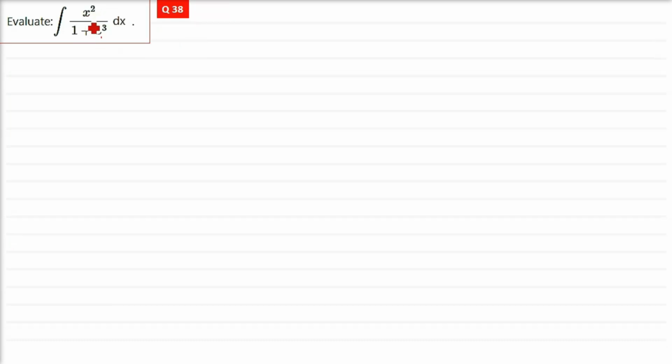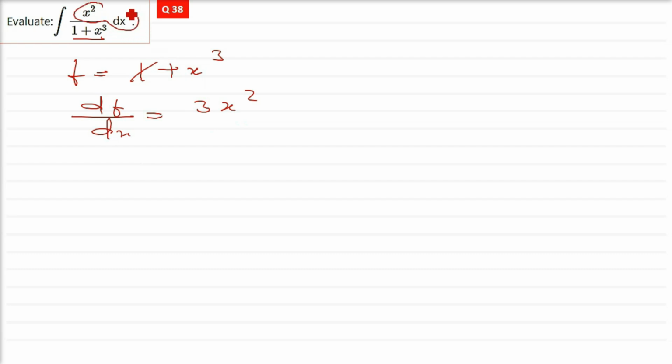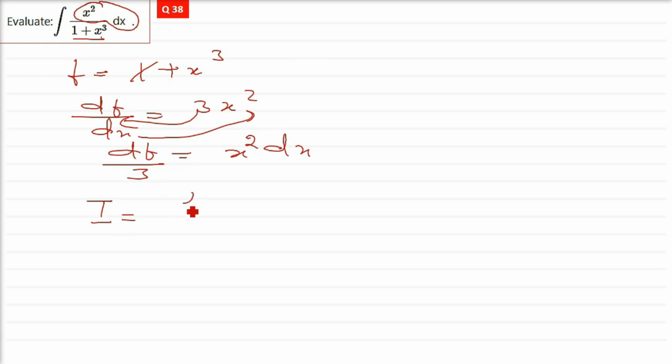Now x cube can give you directly x square. So this is very simple. You can take just 1 plus x cube as t. When you differentiate this, dt by dx will be equal to 3x square. That means if you want to replace x square dx with something, it will be simply dt by 3. 3 you can bring in the denominator. So we have I equals dt by 3 in place of x square dx, and 1 plus x cube, which is t only, which we have taken.